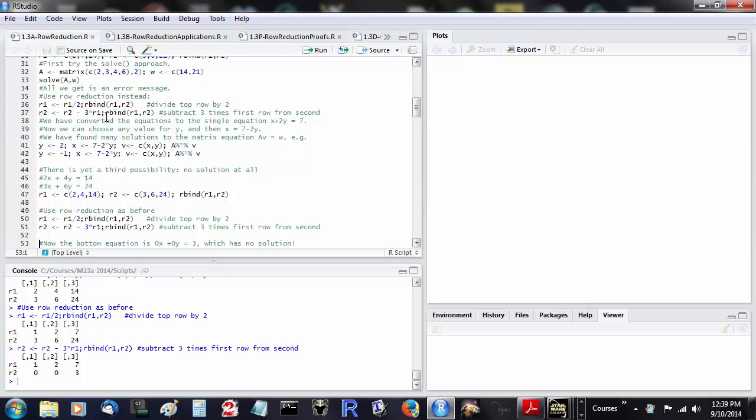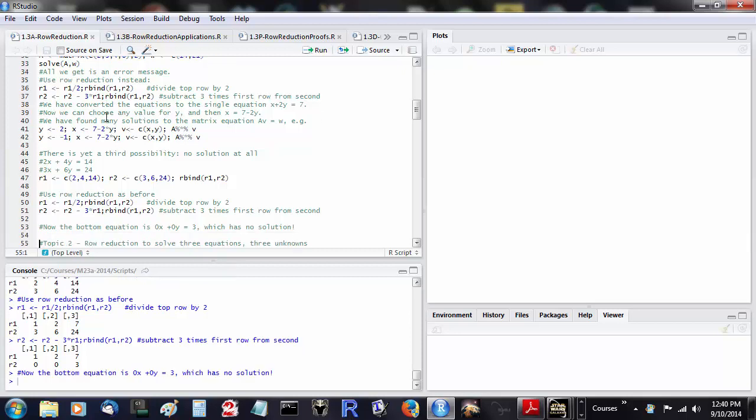0 times x plus 0 times y equals 3. There's no solution to that. 0 times x plus 0 times y is always 0, so we reluctantly conclude this system of equations has no solution.